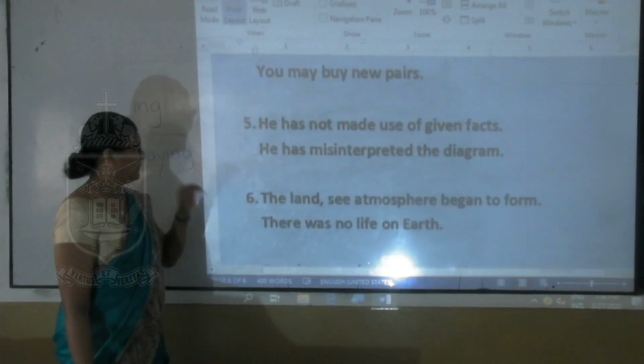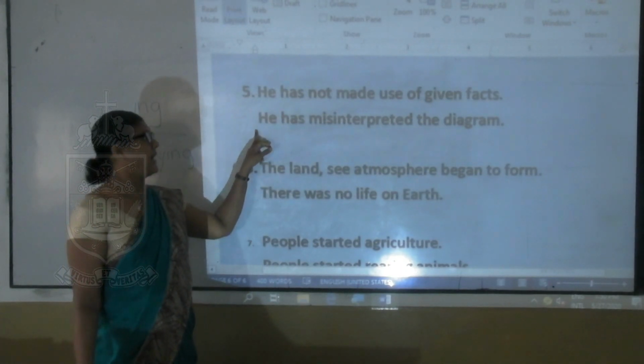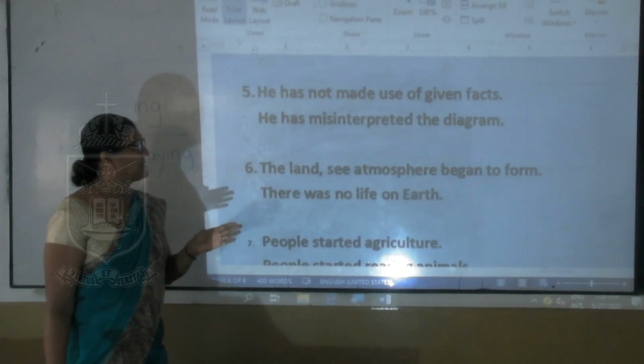Next one. He has not made use of given facts. He has misinterpreted the diagram.